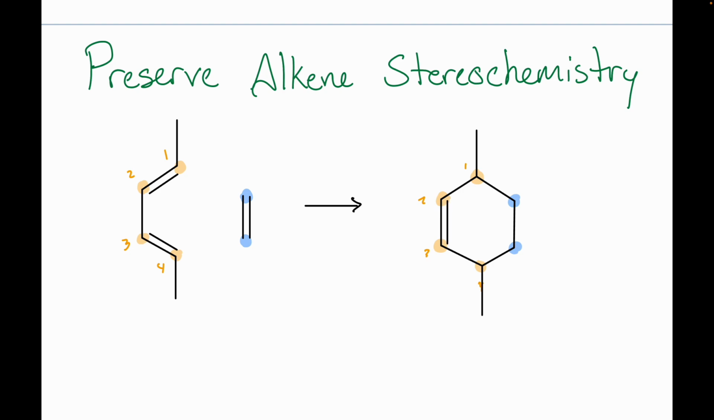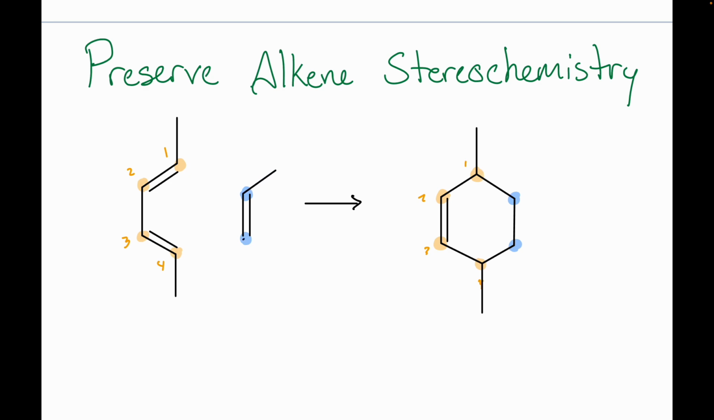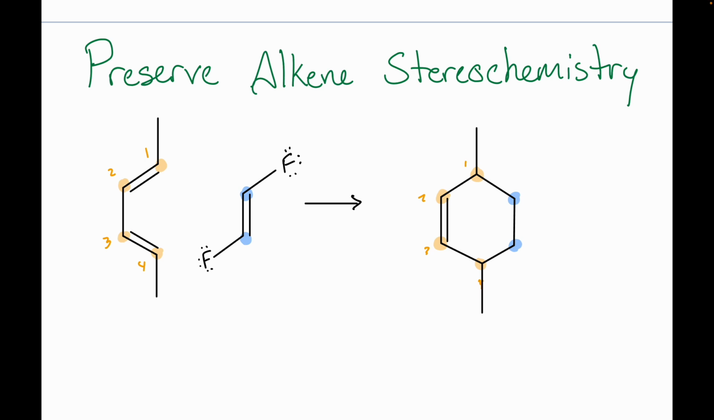Okay, but my point here is if we have an alkene that has stereochemistry to it, so now I'm going to add 2 groups on here. Let's put 2 fluorines. Okay, since this is a trans alkene, those 2 fluorines are on opposite sides. When my ring forms, they are also going to be on opposite sides of that ring. So I'm going to draw one in with a wedge and one in with a dash.